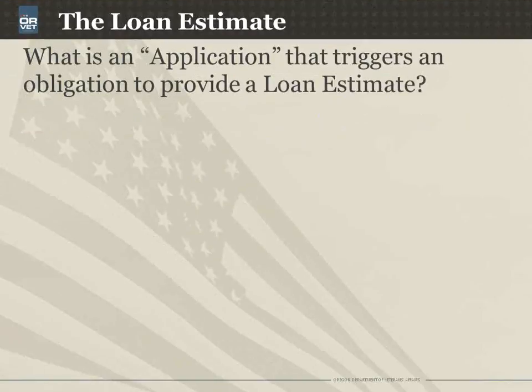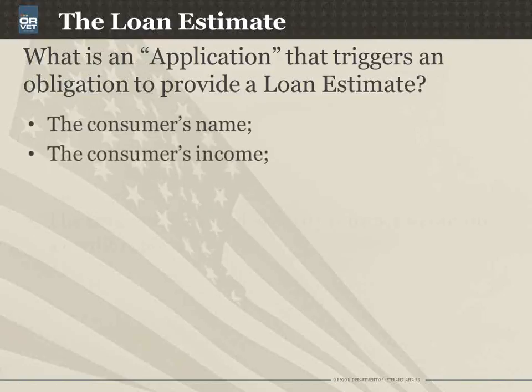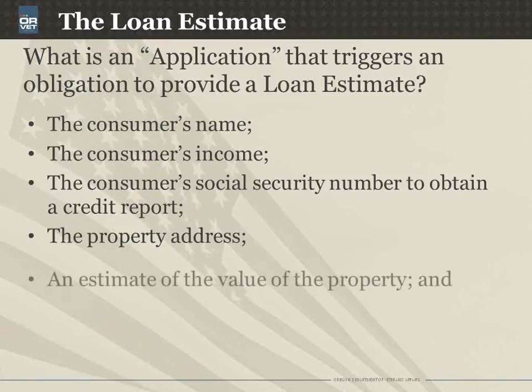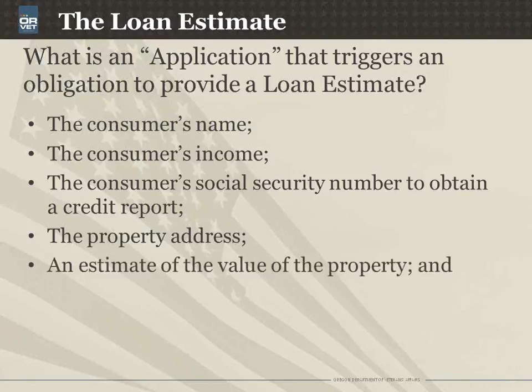First of all, the definition of an application is changing. The question is, what is an application? What triggers an application and requires us to provide a loan estimate? There are 6 data elements involved in what triggers a loan estimate to be issued. You know them: the consumer's name, the consumer's income, the consumer's social security number, the property address, an estimate of the value of the property, and the mortgage loan amount sought.